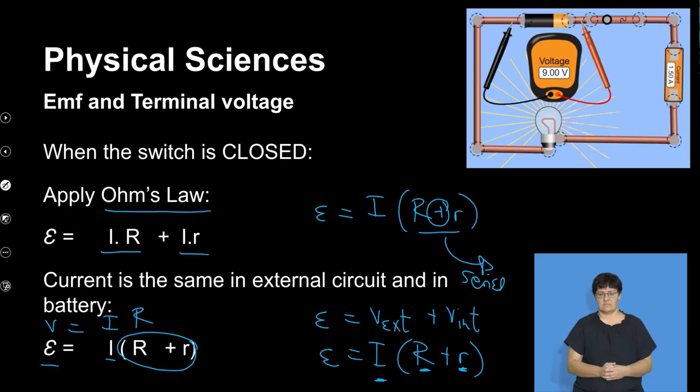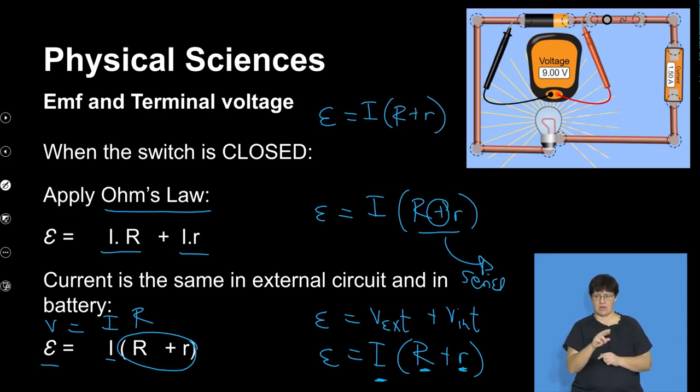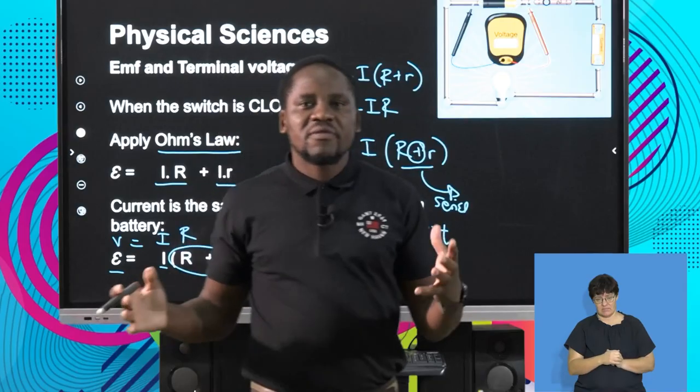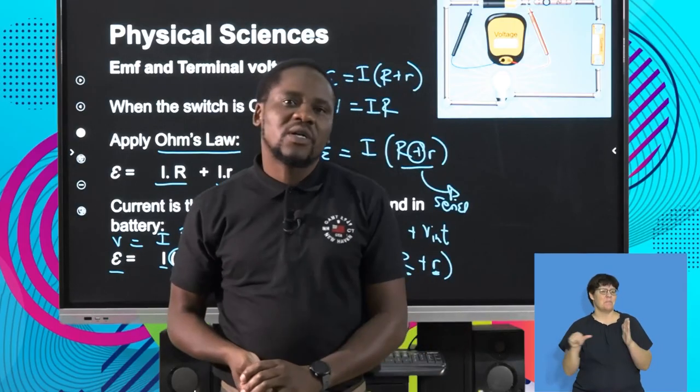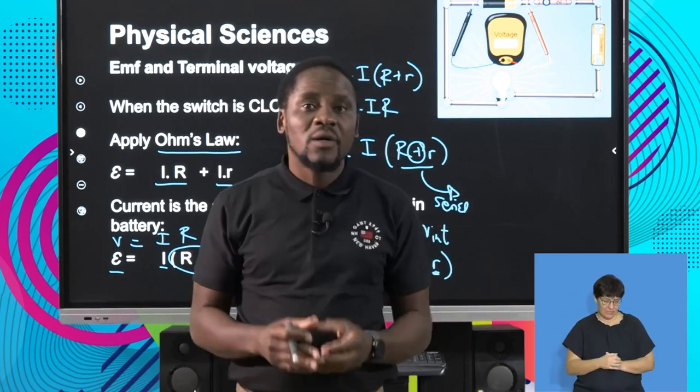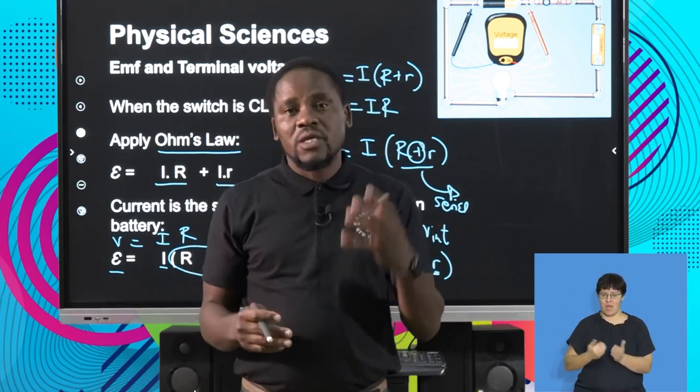So we are simply saying the equation E equals I(R plus r) is an application of Ohm's law, which is V equals I multiplied by R. These are some of the very important concepts in the application of Ohm's law. Now, we'll take a short break.